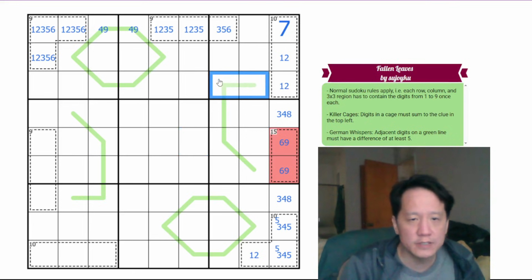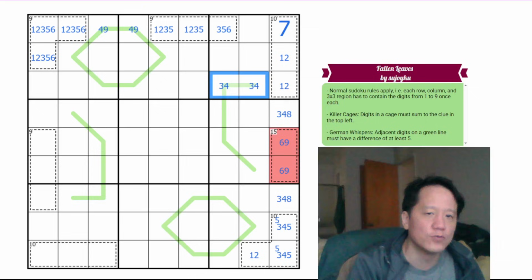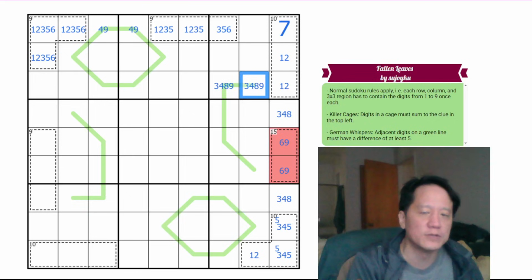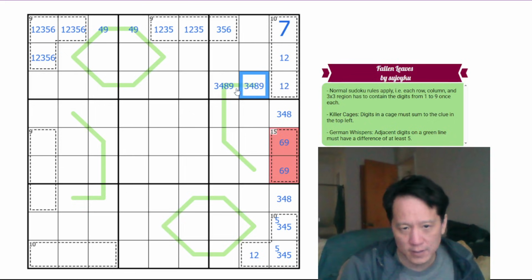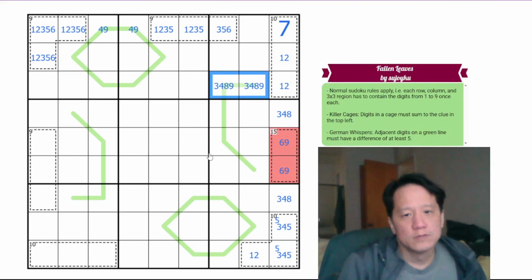There's a guaranteed low here. So it must be 3 or 4, which would have to be with 8 or 9 only. We're not sure which one. Okay. 5 is here.